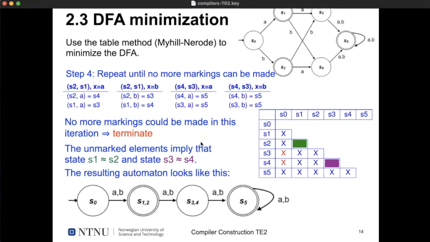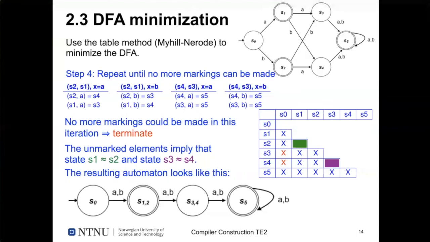And then these unmarked elements actually give us information about which states are equivalent. So we know in this combination S1, S2, that state S1 is equivalent to state S2, the one up here and the one down here. And state S3 is equivalent to state S4. So the one up here is equivalent to the one down here. So we see very nicely that we have this symmetry, which we can actually reduce.